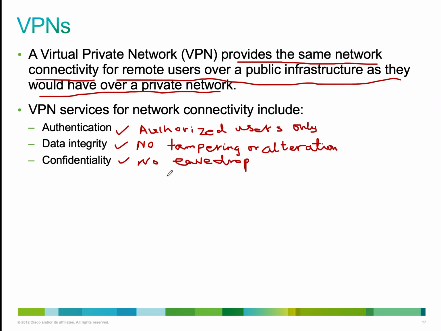The network connectivity supports authentication, meaning only authorized users will have access to the data exchange or the packets. Then another advantage of what the VPN provides is data integrity. It's such that no one can tamper with or alter the data that is passing through the public infrastructure, because it's passing through a tunnel. It's not just passing through a public space. A tunnel has been created for it to pass through.